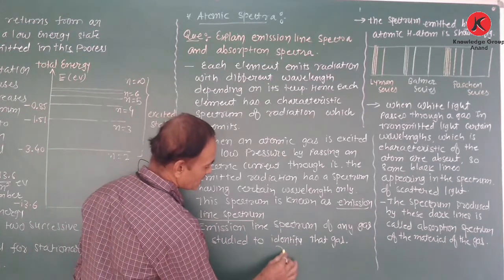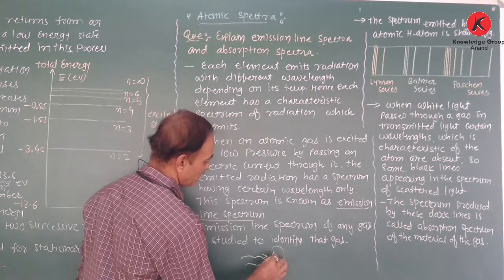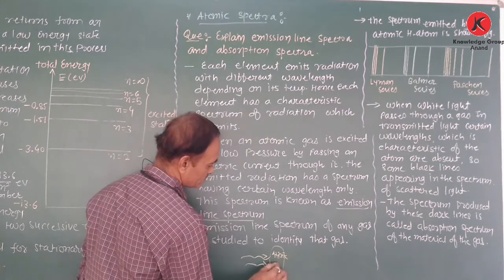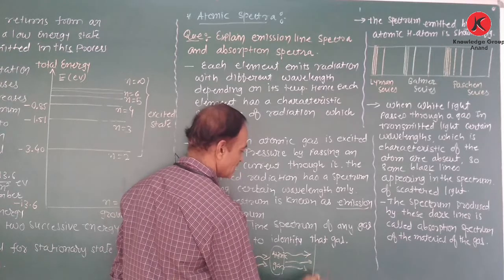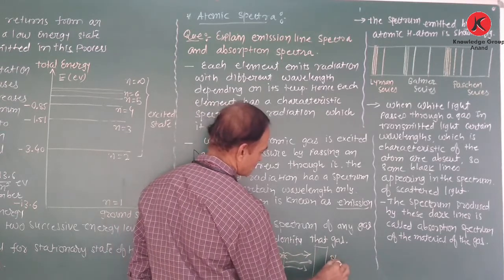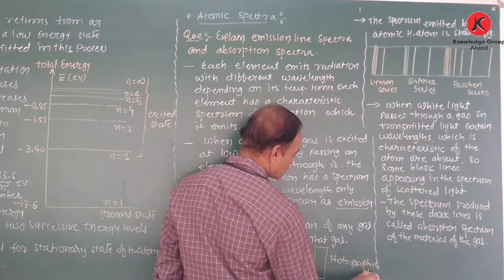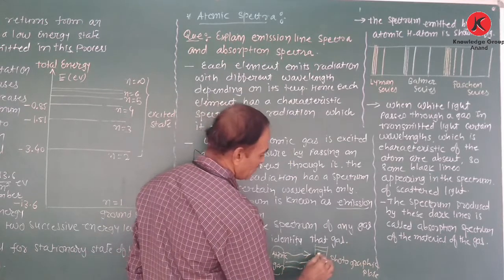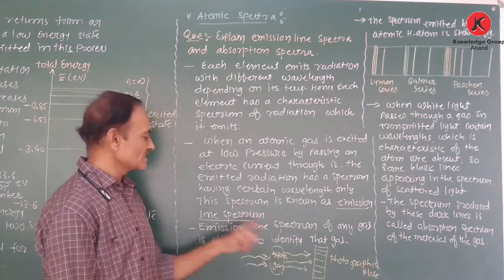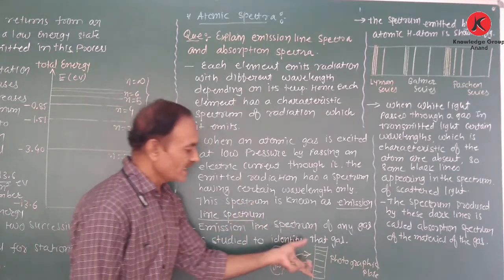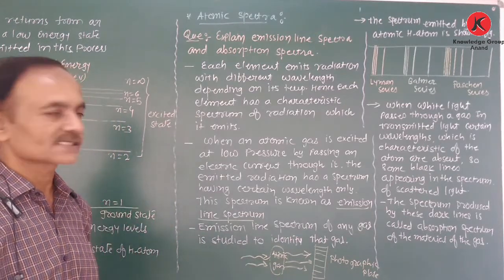That means the atomic gas is filled, and an electric discharge is passed through this gas. Whatever light comes out from this gas is incident on a photographic plate. Here the lines are obtained according to the certain wavelengths, so that is known as the emission line spectrum. The study of this emission spectra is useful to identify the gas.